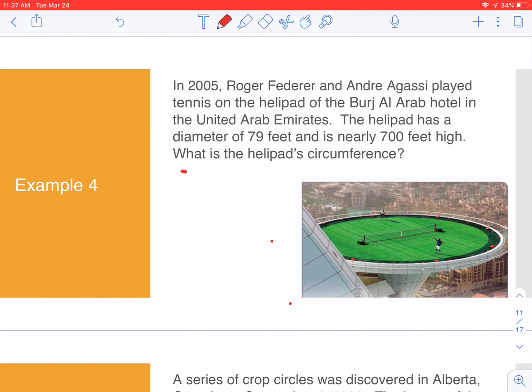Let's write out our equation, pi d. I'm not even going to read all the stuff about Roger Federer and Andre Agassi. It is cool they are on this helipad here playing tennis, 700 feet high. I would kind of be scared of heights, but anyhow.